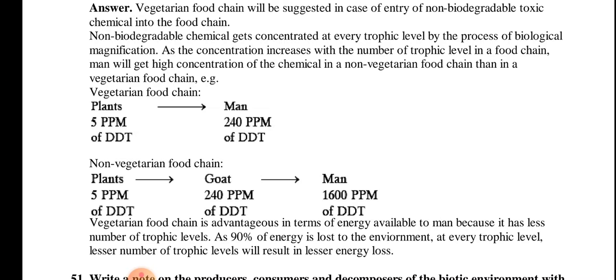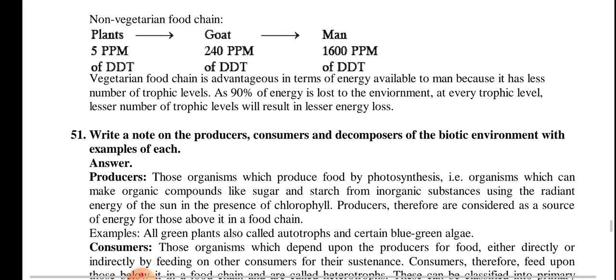A vegetarian food chain is also advantageous in terms of the energy available to man because it has fewer trophic levels, as 90% of the energy is lost to the environment at every trophic level. A lesser number of trophic levels will result in lesser energy loss.